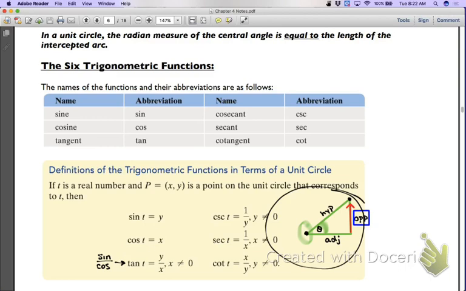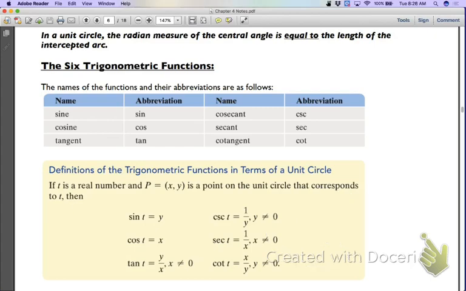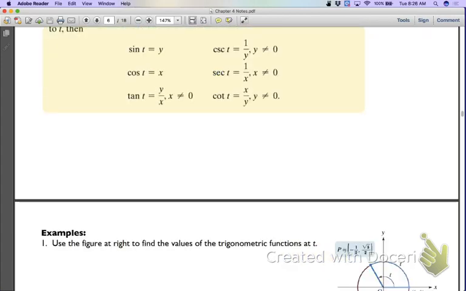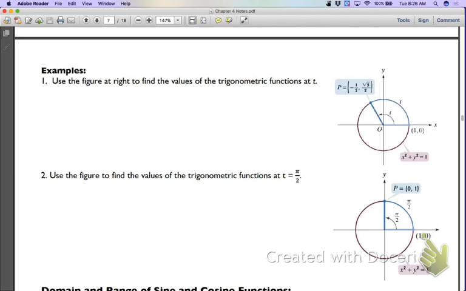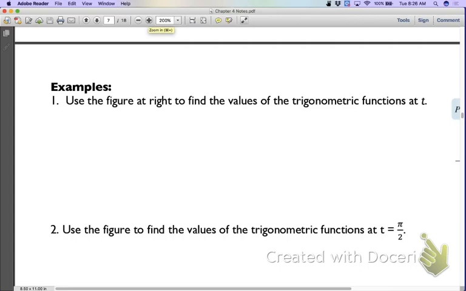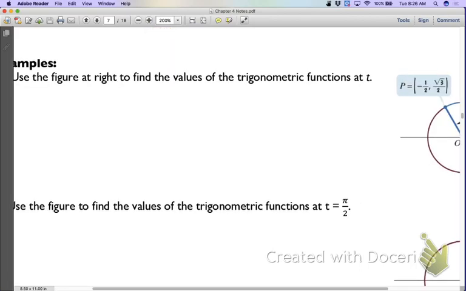So then, if I have a point, okay, it's at 1/2. Let's see if I can zoom in a little bit. So it says, use the figure to the right to find the values of the trig functions at t. You're just going to write these as fractions. Don't worry about writing them as decimals. Just write them as a fraction.